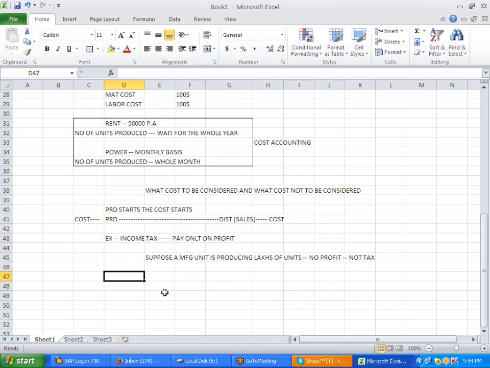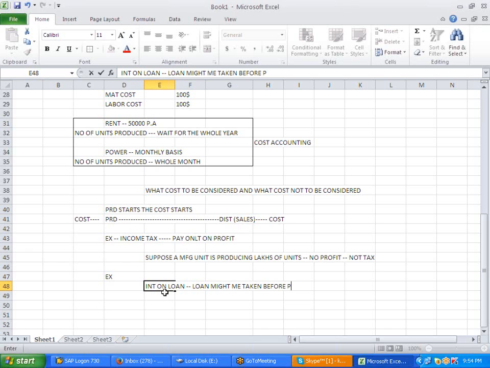Next example: interest on loan. You have an interest on loan. This loan might be taken before production, right? If I have taken this loan before production, I have to pay the interest even though the production has not started, right? Sure.